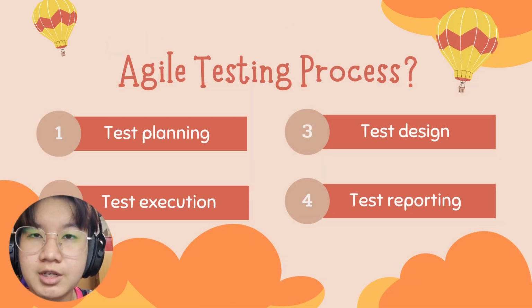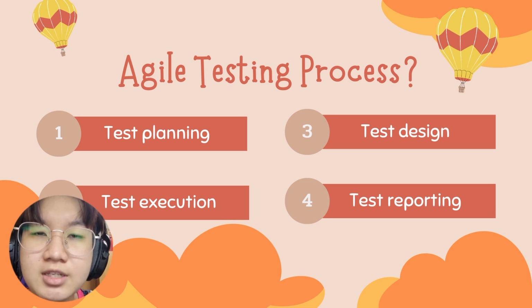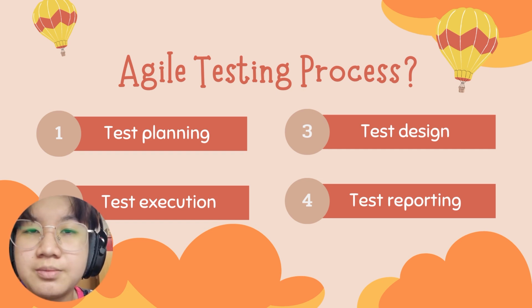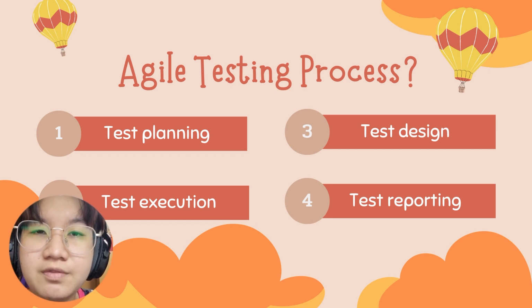Agile testing process. The Agile testing process is an iterative approach to testing that focuses on delivering working software quickly and effectively through continuous improvement. First, test planning. This phase defines the test strategy, objectives, and scope of the testing effort.